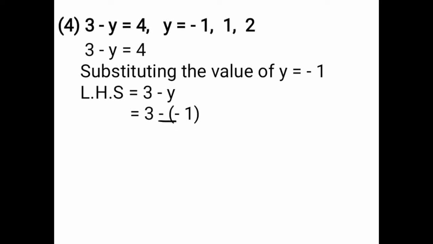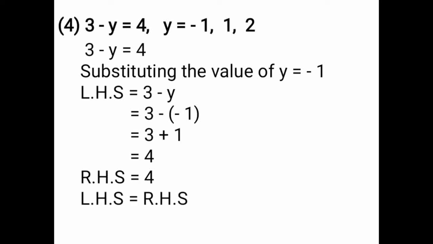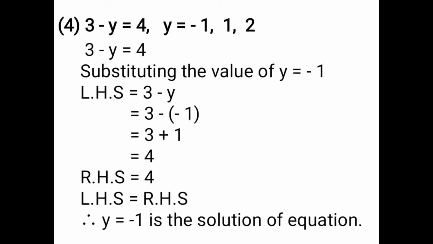Minus into minus is plus, that is equal to 3 plus 1 is equal to 4. Right hand side is given 4. Both left side and right side are equal. Left hand side is equal to right hand side. Therefore, y is equal to -1 is the solution of the equation. Other value of variable y is given, 1. You have to solve the same sum by substituting the value of y is equal to 1.